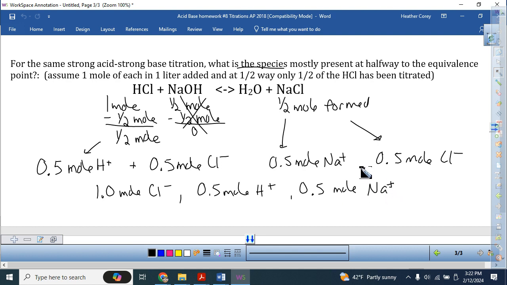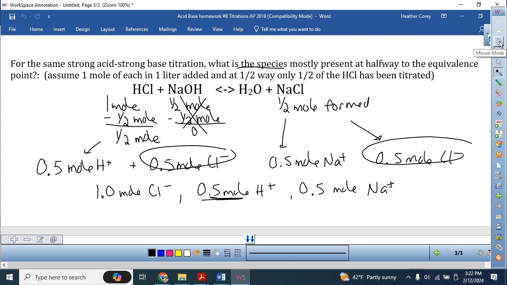So all I did here was just combine the Cl minus. And so because the Cl minus and the Na plus have no effect on pH, this is going to result in an acidic pH because we have leftover hydrochloric acid.